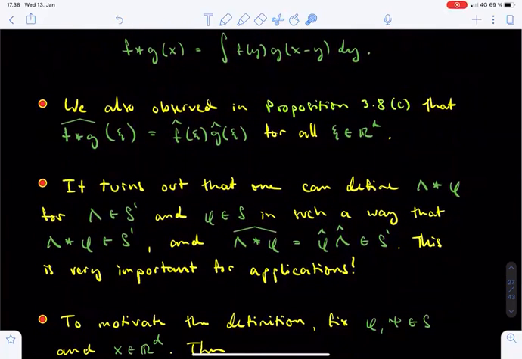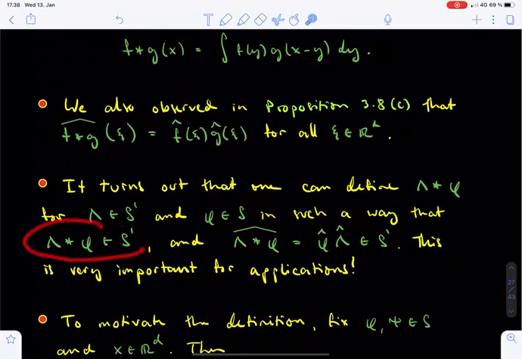Concerning tempered distributions, we will in fact not be able to define the convolution of two tempered distributions. We have to make do with something a little bit less ambitious, namely defining the convolution between a tempered distribution lambda and a Schwarz function phi. It turns out that this can be done in such a way that the convolution is still a tempered distribution and its Fourier transform satisfies the familiar product formula. The Fourier transform of lambda convolved with phi equals the product of hat phi with the Fourier transform of lambda.